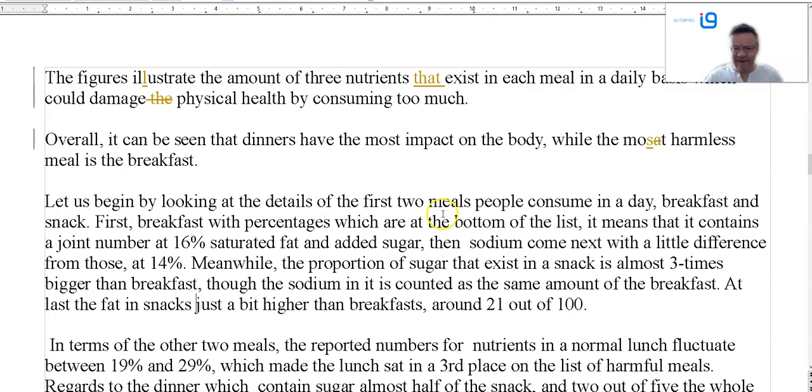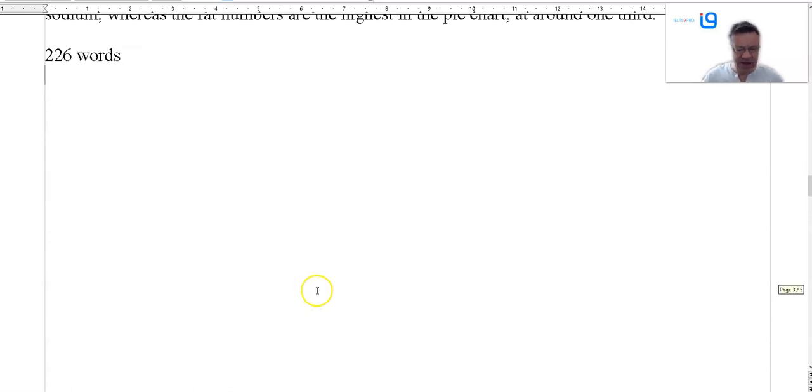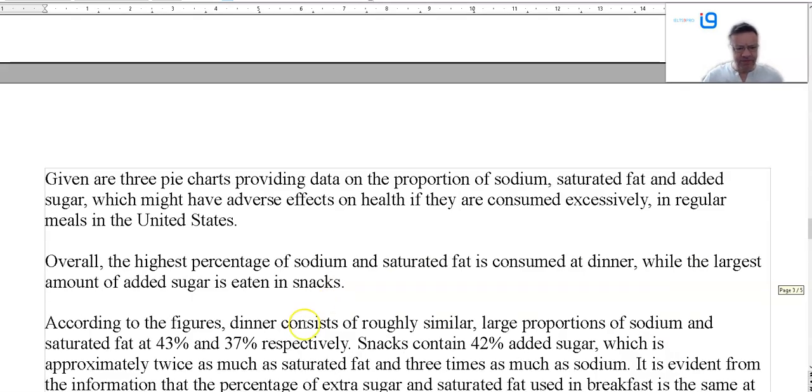Right, so yeah, this needs a fair bit of work. 226 words, okay, but it's not very clear as to what is going on. Okay, how it's worded and phrased. I'm not going to rewrite this, like I say, don't have the time. Right, number 4. Given a free pie chart.